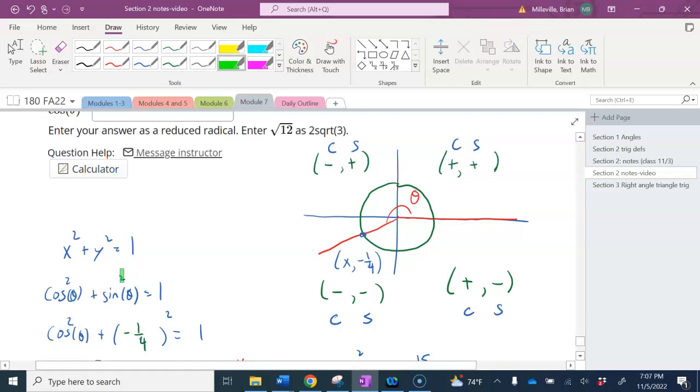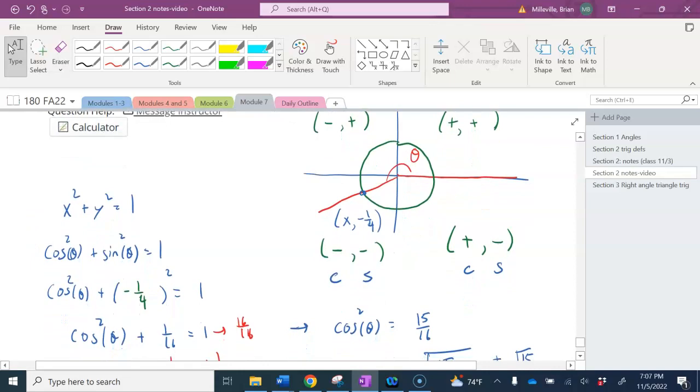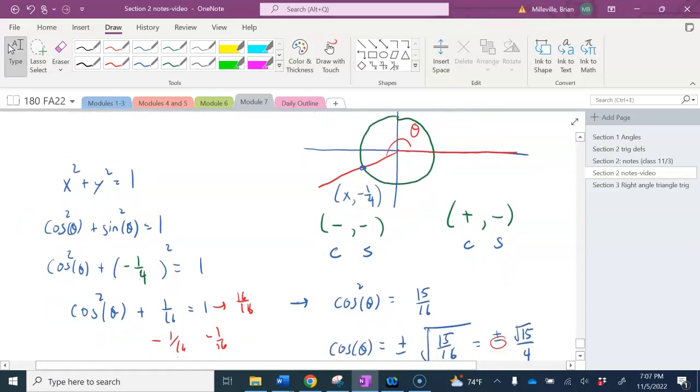So now we're going to plug in the negative 1/4 there and then algebraically solve this equation for cosine. We square the 1/4, which gives us 1/16. Then we solve for cosine by subtracting the 1/16 from both sides. Rewrite 1 on the right side as 16 over 16. 16/16 minus 1/16 gives us 15/16. So now we have cosine of theta squared is equal to 15 over 16.